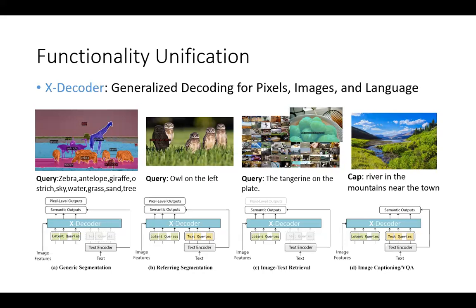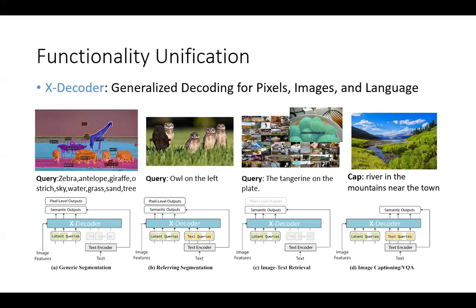And it will produce two types of output, the semantic output and the spatial or pixel level output. And you can imagine by composing different types of input and output, it can support different tasks. And for all of these tasks, the model does not have separate parameters. The parameters are fully shared across different tasks. It's just a routing for different tasks.